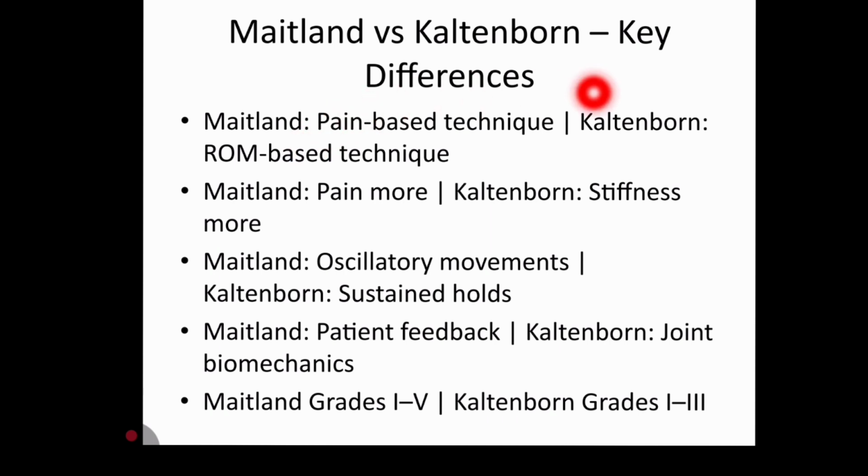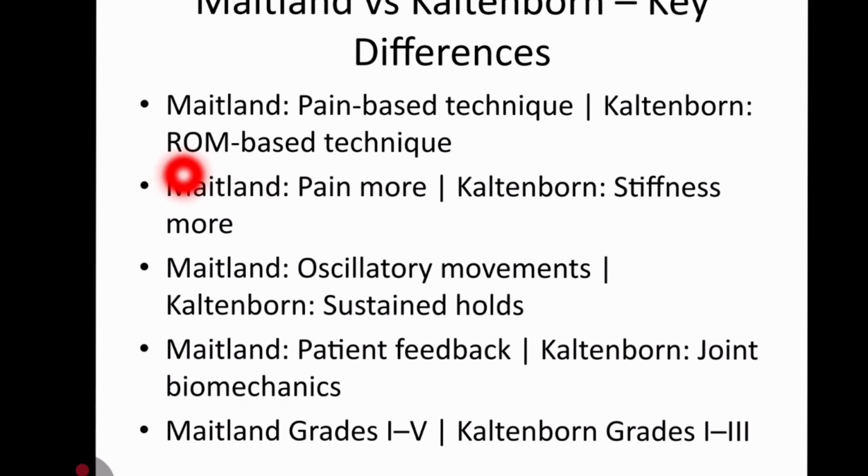Now let's understand the difference between these two. Maitland is pain-based technique while Kaltenborn is range of motion-based technique. Maitland is used when there is more pain and Kaltenborn is used when there is more stiffness. Maitland uses oscillatory movements while Kaltenborn uses sustained holds. Maitland works on patient feedback and totally depends on patient's comfort, while Kaltenborn uses joint biomechanics. And Maitland has grades 1 to 5 and Kaltenborn 1 to 3.